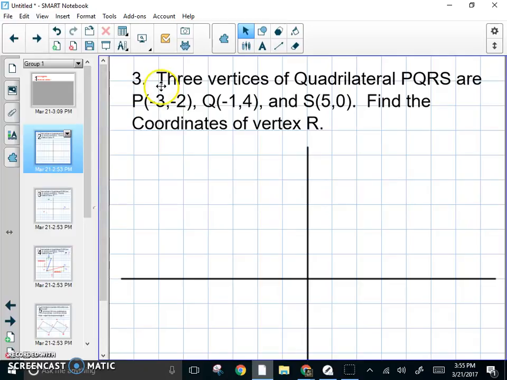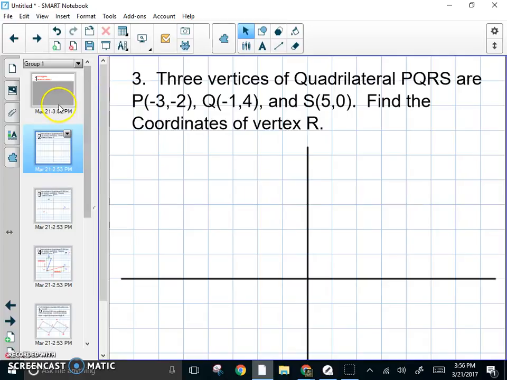So the first one, Check It Out 3, says 3 vertices of a quadrilateral PQRS are P is (-3, -2), Q is (-1, 4), and S is (5, 0). Find the coordinates of vertex R. Now in example 3, they want you to make R such that the quadrilateral is a parallelogram.